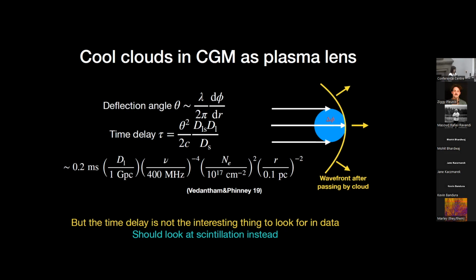But in my project, we think this is not going to be the interesting thing to look at, because you're not going to be able to tell apart whether the time delay you see in the scattering tail is from the host or from the intervening CGM. So what we think is going to be interesting to measure is actually scintillation.